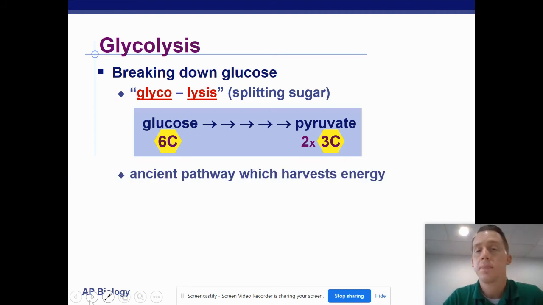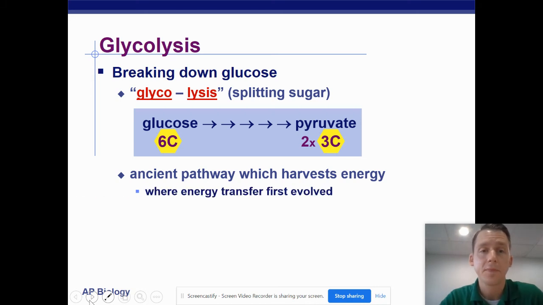This is a very ancient pathway which harvests energy. Every single living thing that we know of can undergo glycolysis. It does not matter how simple or complex it is. It does not matter where we find it, in the ocean, on land. Every single living thing undergoes glycolysis. So it is a very old energy harvesting pathway.